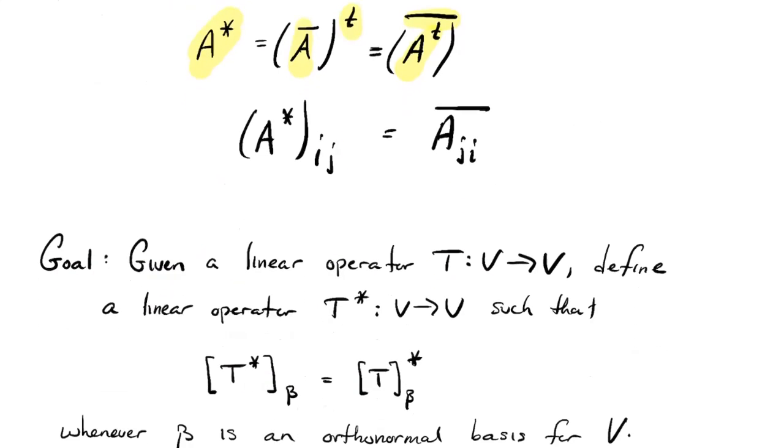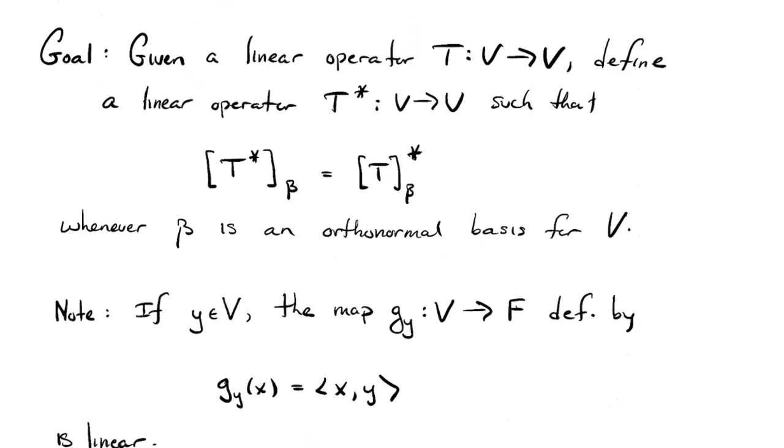Okay, so the goal of the lecture is, given a linear operator on a finite dimensional inner product space, I'd like to define an operator also denoted with a star, T star. And if you like, we can motivate this by saying, what do I want? If I take an orthonormal basis for my inner product space, I would like the matrix of this operator T star to be the adjoint of the matrix of the operator T.